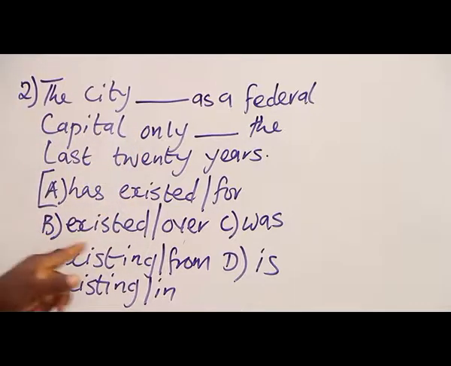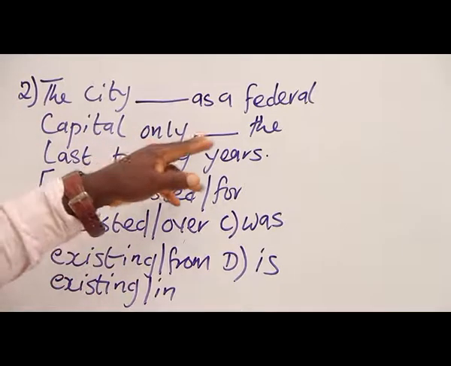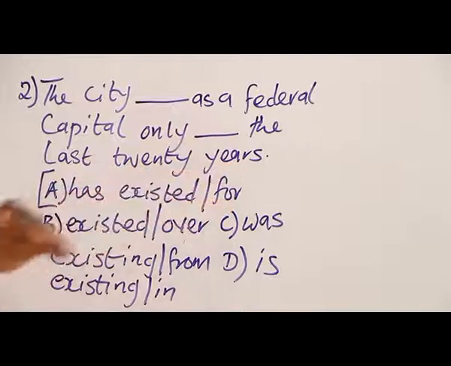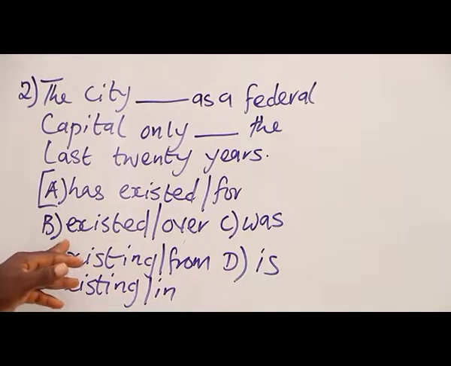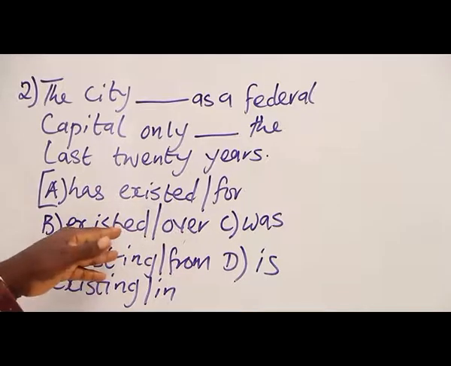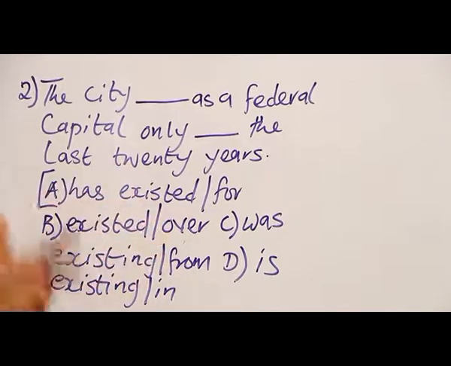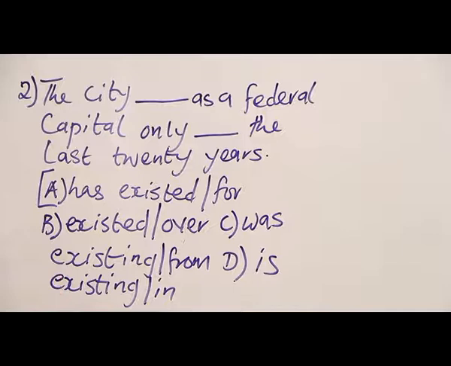Now, if we take that, existed as a federal capital only over the last 20 years. Now, if you say over the last 20 years, it means the existence is still on. If we take option B, if the existence is still on, then we cannot say existed, because that is simple past. It means the action is completed. So we can eliminate B.